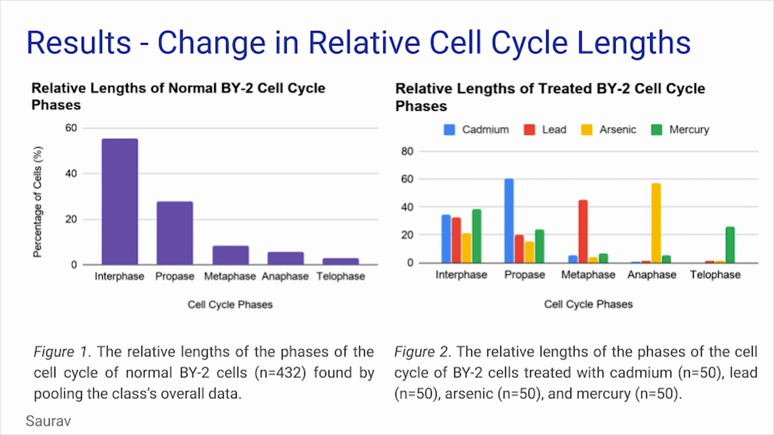In the figure to the left, we show the relative lengths of the individual stages of the normal BY-2 cell cycle. In the figure to the right, we show the relative lengths of each of the cell cycle stages for each of the non-control groups. Though no one heavy metal treatment caused BY-2 cells to spend significantly more time in interphase than the others, cadmium caused cells to be observed more frequently in prophase, lead in metaphase, arsenic in anaphase, and mercury in telophase.